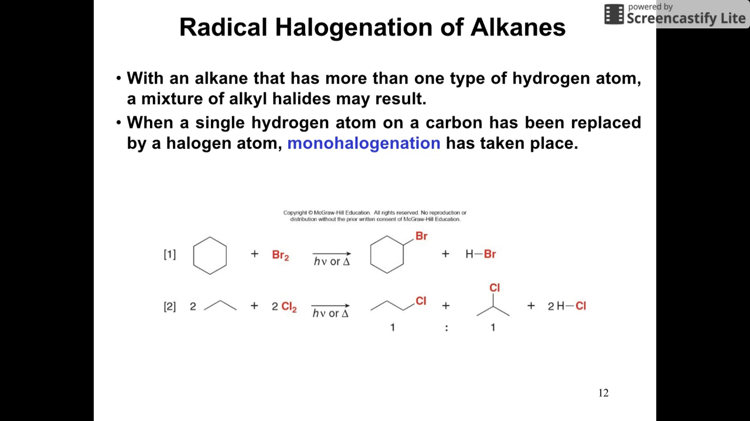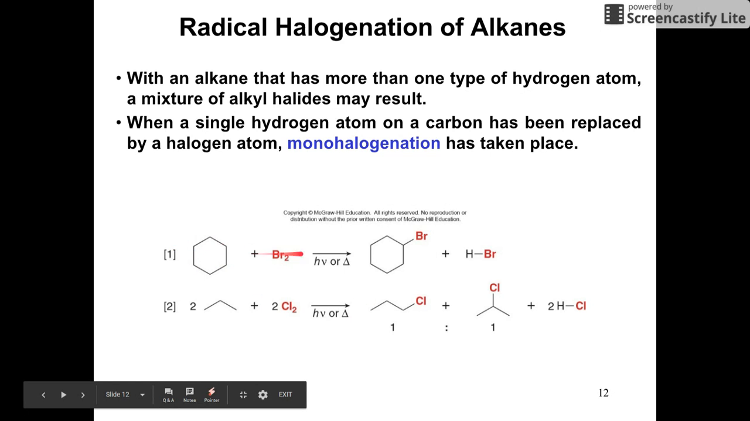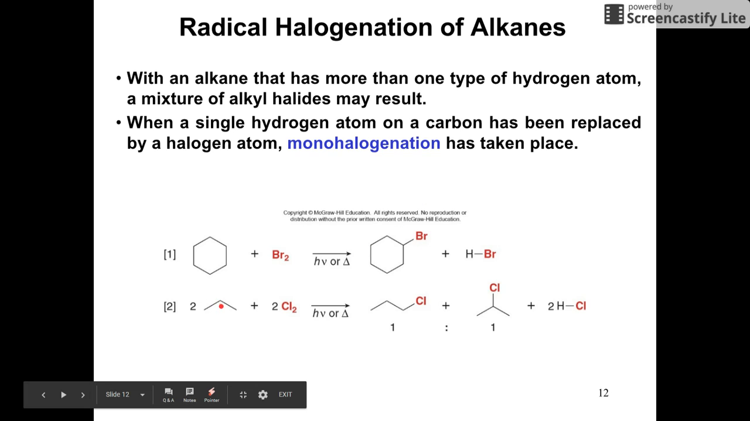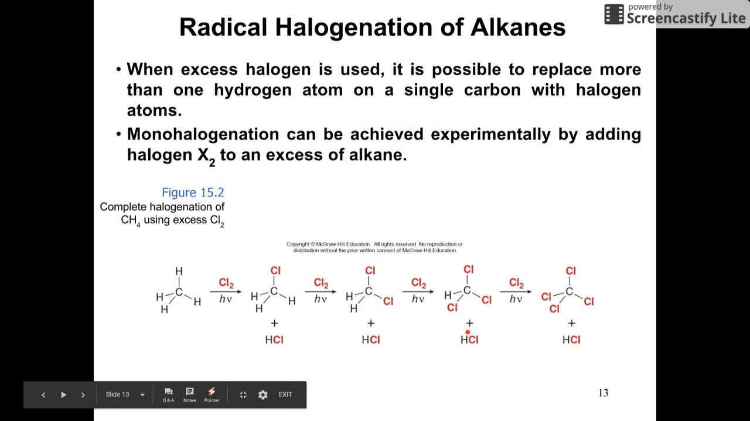Now, when you have multiple sites where this can happen, you're going to get all the different constitutional isomers. So now with the cyclohexane, there is only one kind of hydrogen, and so you could put this bromine anywhere you wanted to, but essentially we're just getting one process here, and we're talking at this stage about monohalogenation. However, if you've got multiple sites, here's a secondary site, here's a primary site, you can get all the different constitutional isomers in that case.